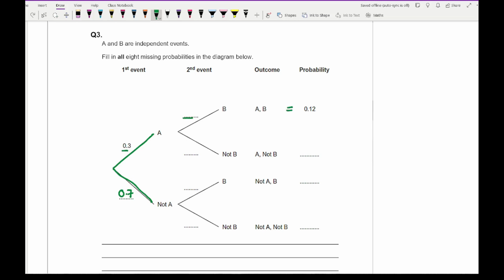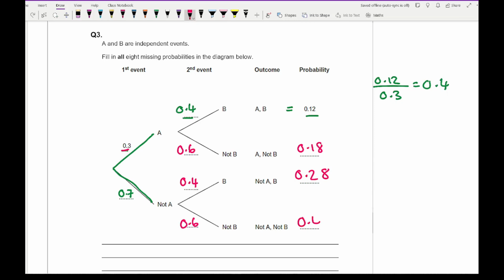Then moving on to the second branch, well, we know that this probability multiplied by this one should equal 0.12. So if I do 0.12 divided by 0.3, that gives me an answer of 0.4. So this is going to be 0.4, and if that's 0.4, this is going to be 0.6, and then because the events are independent, it's also going to have the same probability, and then I just multiply across. So 0.3 multiplied by 0.6 is 0.18. 0.7 times 0.4 is 0.28, and 0.7 times 0.6 is 0.42.